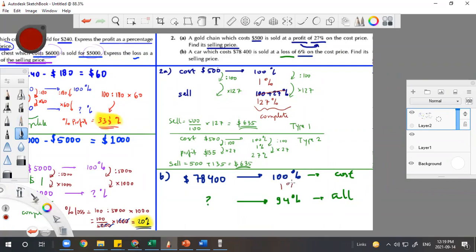Cool. So this is 1. Make 1 first, and then you divide by 100, and you multiply by 94. So the selling price will be 78,400. You divide by 100, as simple as that. You multiply by 94, and that's the selling price. Of course, it will be less than the previous. Why? Because you sell with a loss, right?